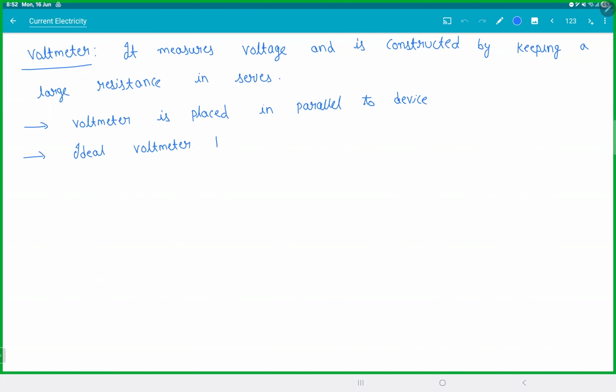So how do you construct this? You take the galvanometer and you keep a large resistance, I'll call it RL, in series. So capital I is flowing here, and this is the resistance you want to find. So you want to find the voltage across R. So this whole package here, this red box, is your voltmeter.